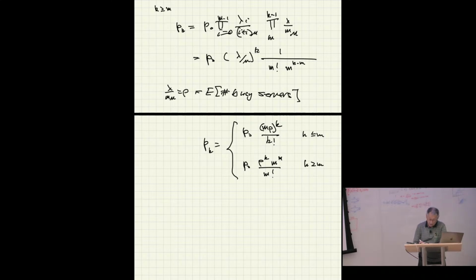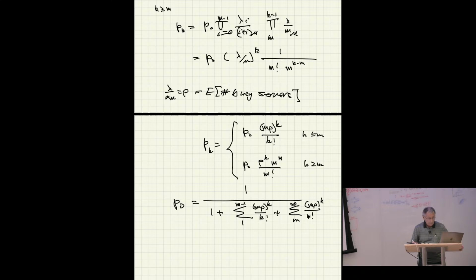Okay. Now if we go for P0 using equation 19 again, we get 1 over 1 plus two sums now. The sum from 1 to m minus 1 of m rho to the k over k factorial, plus the sum from m, well, I'm sorry, this goes all the way to infinity, of m rho to the k over m factorial m to the k minus m.